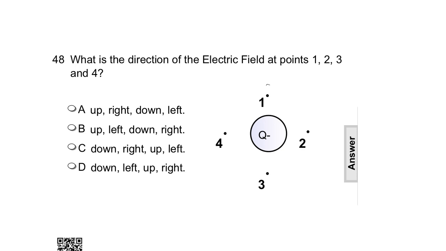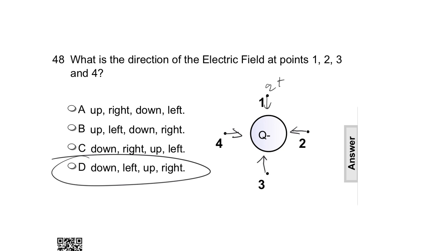So remember, Q has to be positive, so this would be down to the left, up to the right, down, left, up, right. So that would be the direction of the field line. Also, as we should point out, the direction of the field line is in the same direction as the direction of the force, electric force.